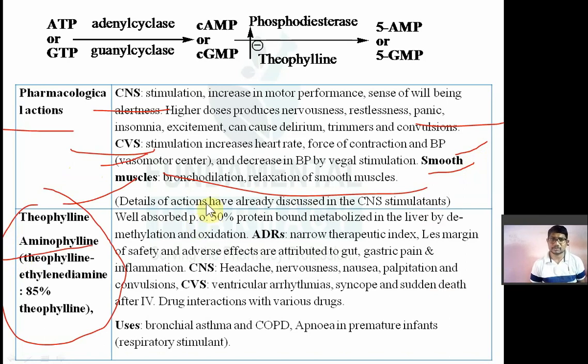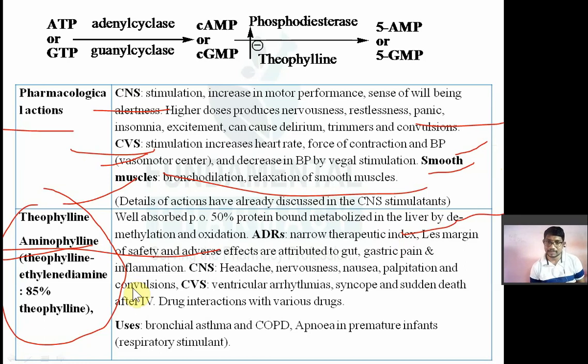So the theophylline is well absorbed after oral administration. It is metabolized by demethylation and oxidation.